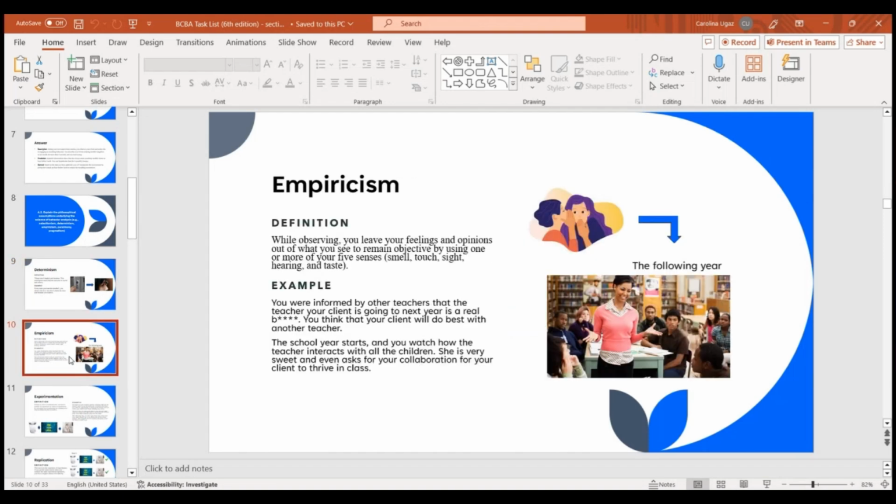Then empiricism. While observing, you leave your feelings and opinions out of what you see to remain objective by using one or more of your five senses. So, example, you were informed by other teachers that the teacher your client is going to next year is a real blank. You think that your client will do best with another teacher. What about instead of you think, you decide that your client would do best with another teacher?